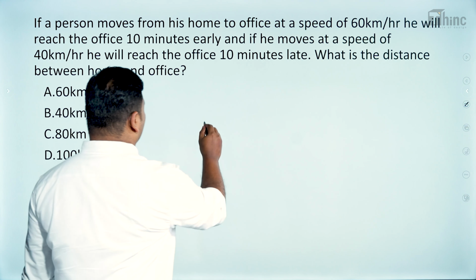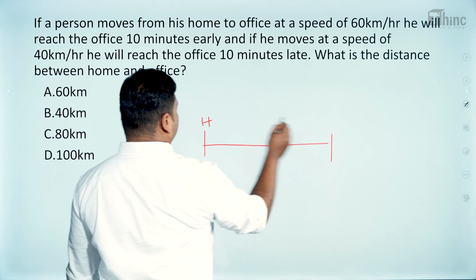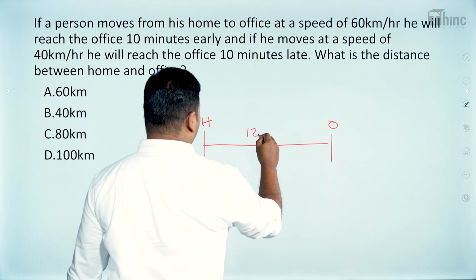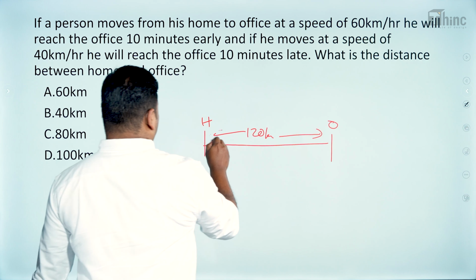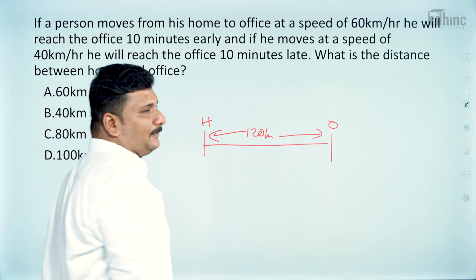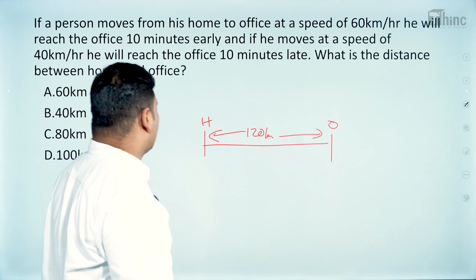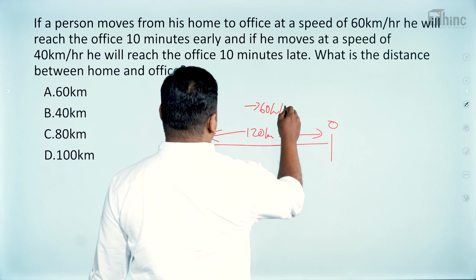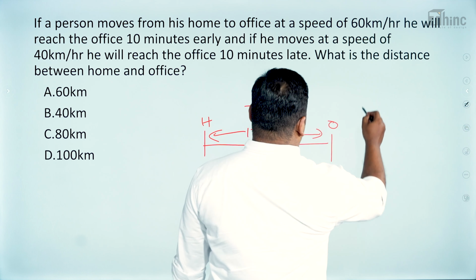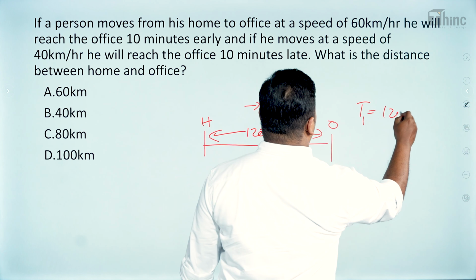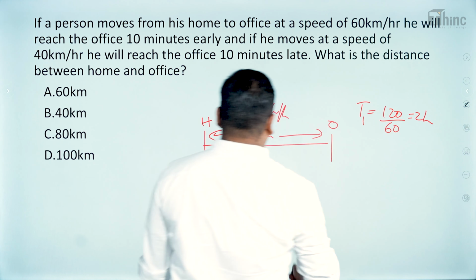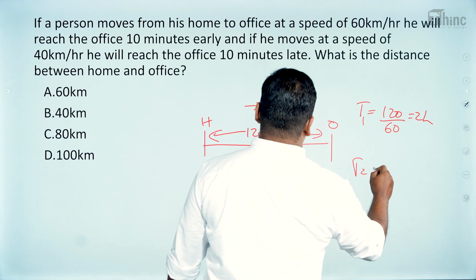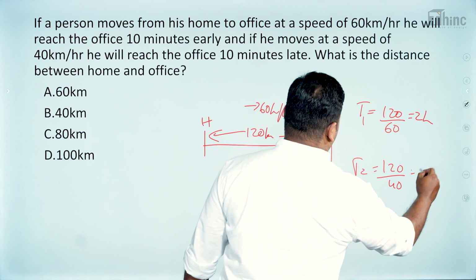I am assuming a distance from home to office. Let's say I am assuming a distance which is divisible by 60 and 40, let's say 120 kilometers. So imagine the distance between home and office to be 120 kilometers. If a person moves at a speed of 60 kilometers per hour, what is the time taken? Time taken will be 120 by 60, which is 2 hours, right? And if a person moves at a speed of 40 kilometers per hour, the time taken is 120 by 40, that is 3 hours, right?